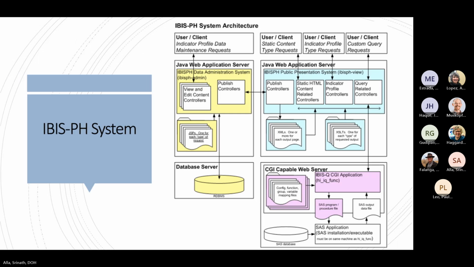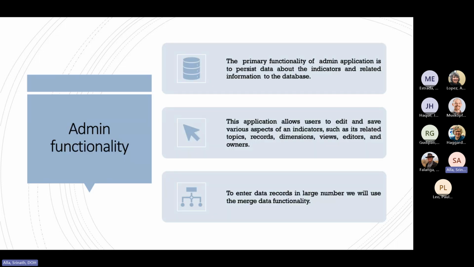Next we will discuss the admin application and all its functionalities. As I told you, the primary functionality of the admin application is to persist data about the indicators and related information. The related information is something like what other health topics the indicator is related to, and all that kind of information can be persisted to the database.